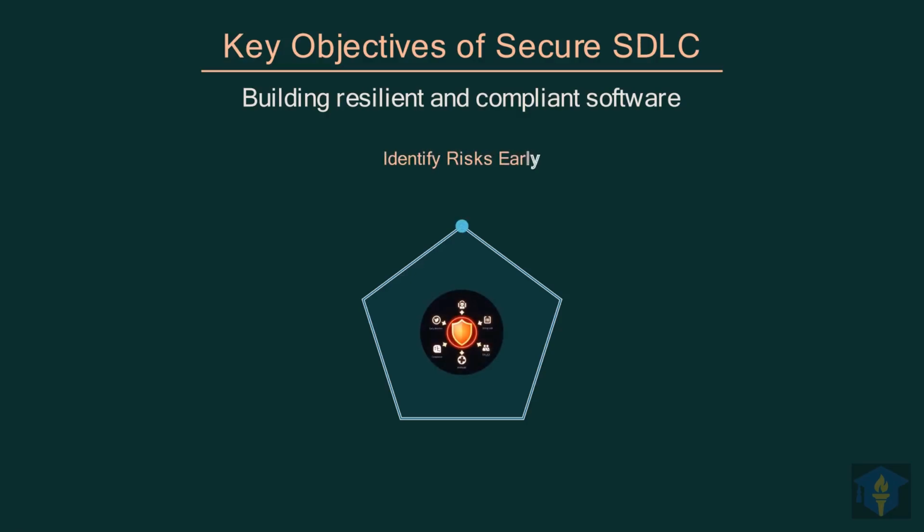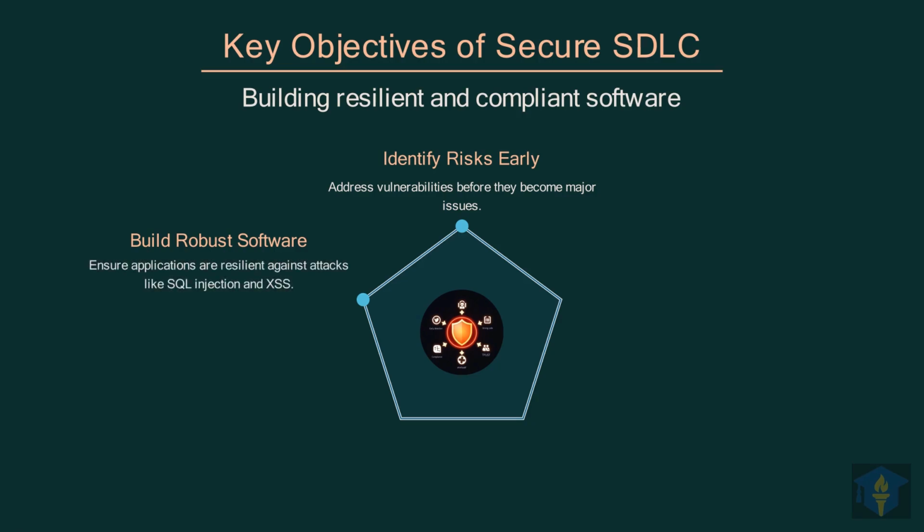First, we aim to identify potential security risks as early as possible in the development process. This allows us to address vulnerabilities proactively, preventing them from escalating into major, costly issues later on. Another key objective is to build robust and strong software that can withstand various attacks. We ensure applications are resilient against common attacks like SQL injection and cross-site scripting, protecting user data.